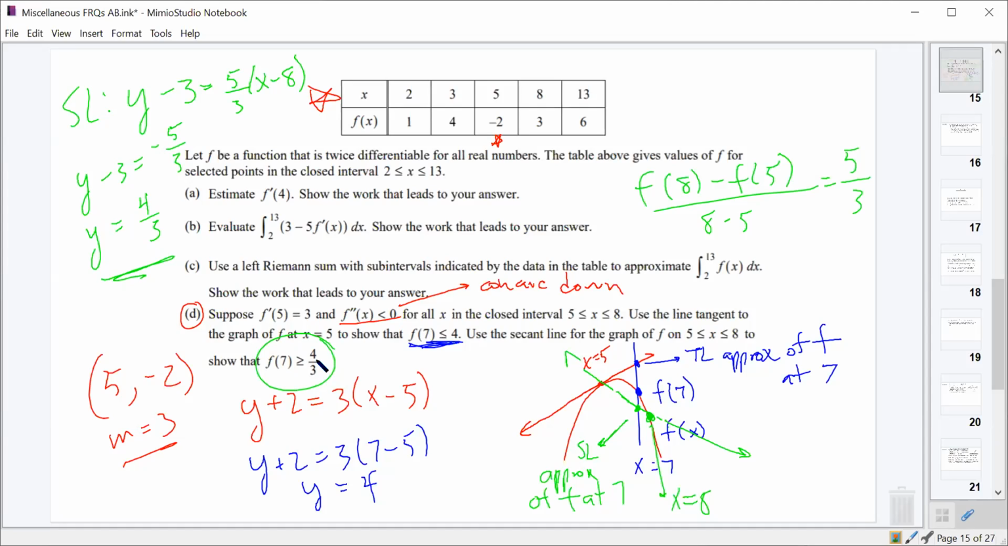But for a concave down function, the secant line is less than the true value, and the tangent line is more than the true value. And drawing the little picture like that, I think, definitely helps.